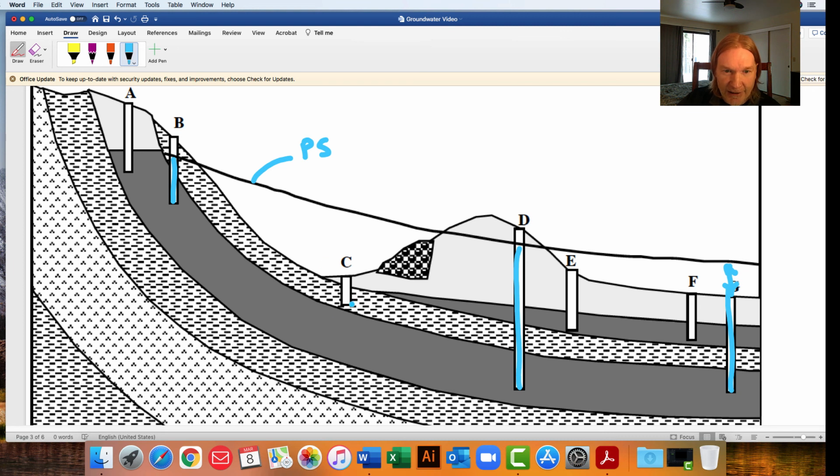C, looks like they didn't quite make it into the aquifer here, so in this case, it's just a dry well. If they spent a little more money and were able to drill down into this aquifer, it would be an amazing well. It would be a flowing artesian well, and water would flow all the way up to the pressure surface here.